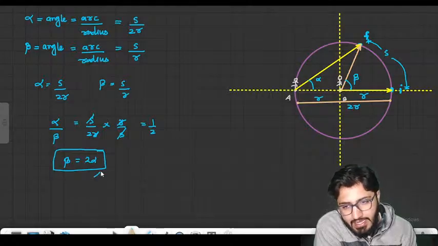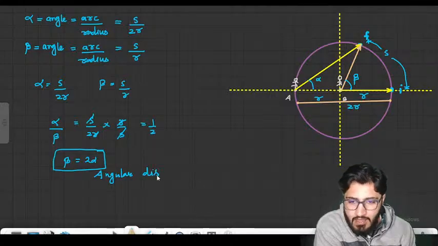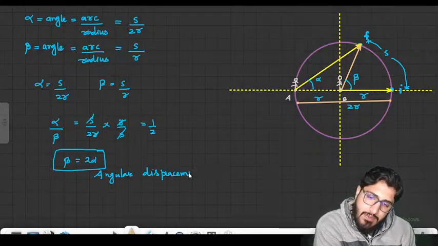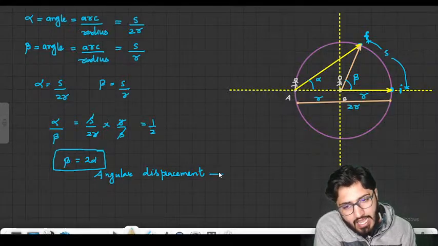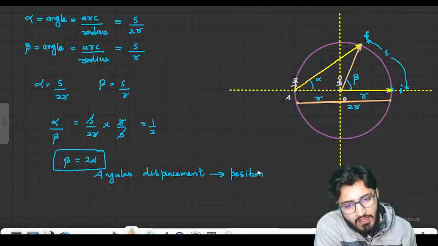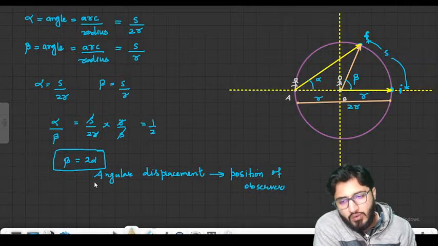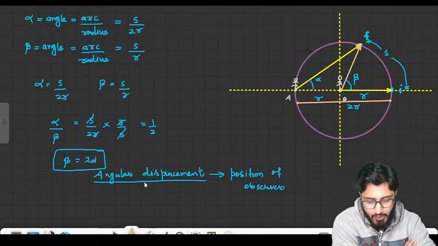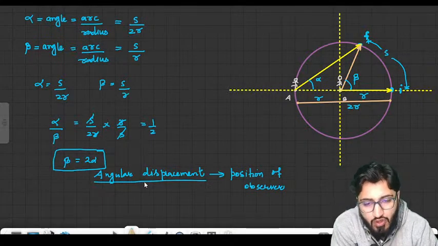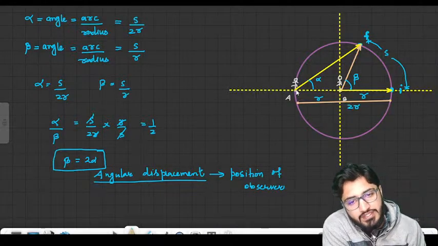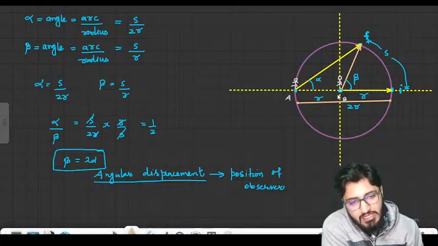That simply indicates that alpha and beta are both angular displacements. That means angular displacement depends on the position of the observer. This point you need to note down. Look, if my observer is here, the angular displacement will be different. If my observer is here, my angular displacement will be different.